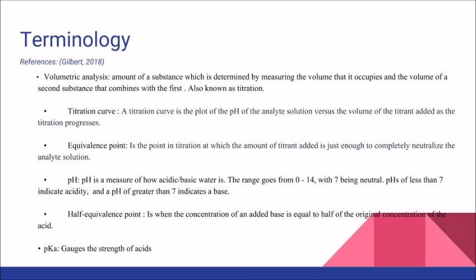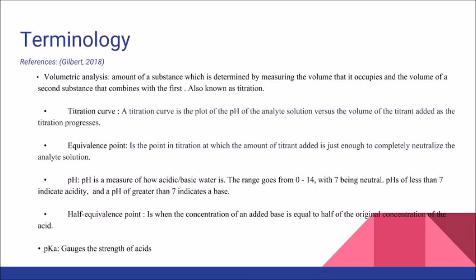Next, we have the half equivalence point, which is when the concentration of an added base is equal to half of the original concentration of the acid. With that being said, the half equivalence point can be used to figure out the acid dissociation and pKa of the acid used in the titration. Your pKa basically helps you gauge the strength of your acid. What they do is predict what a molecule will do at a specific pH and where it will accept or donate a proton.